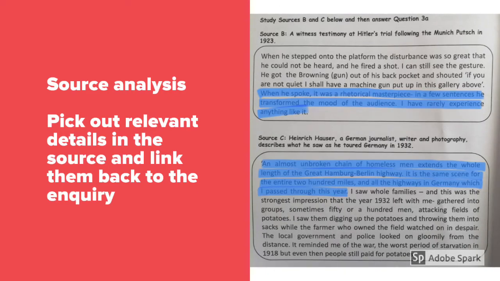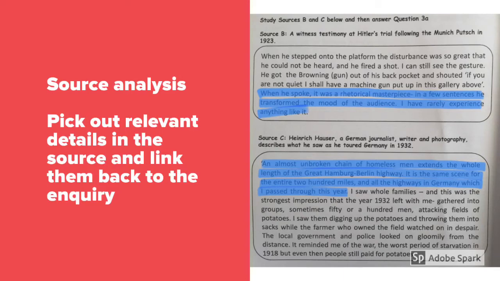For source B, we've chosen this quote. "When he spoke, it was a rhetorical masterpiece. In a few sentences, he transformed the mood of the audience. I have rarely experienced anything like it." This is quite useful because it explains how Hitler's public speaking was one of the party's greatest strengths, and this does later contribute to the fall of the Weimar Republic.